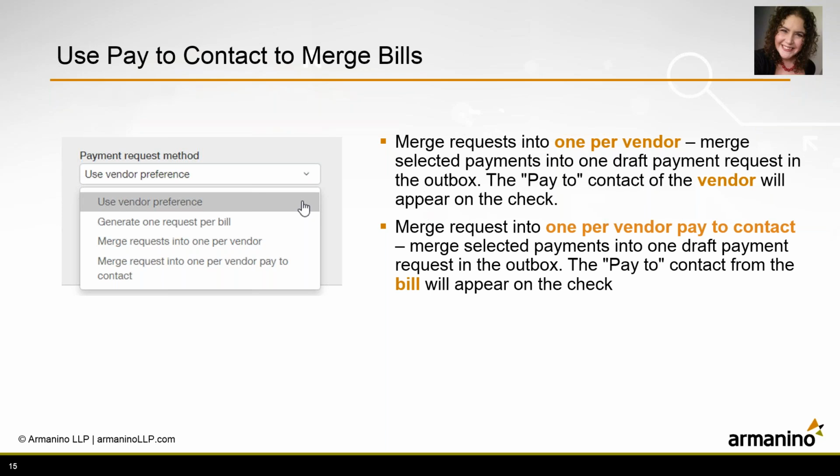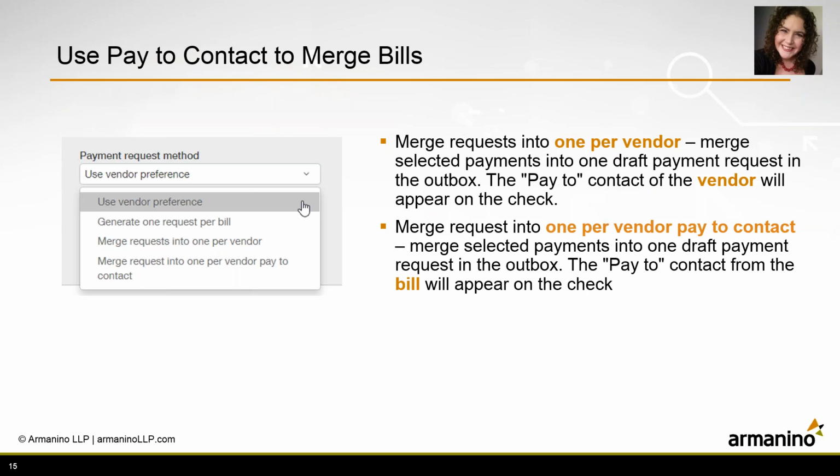The difference between these 2 options is that merge requests into one per vendor will look to the pay to contact of the vendor record, regardless of what you may have chosen on the bill itself. Versus merge requests into one per vendor pay to contact, which is going to look to the pay to contact from the bill and not the vendor record.